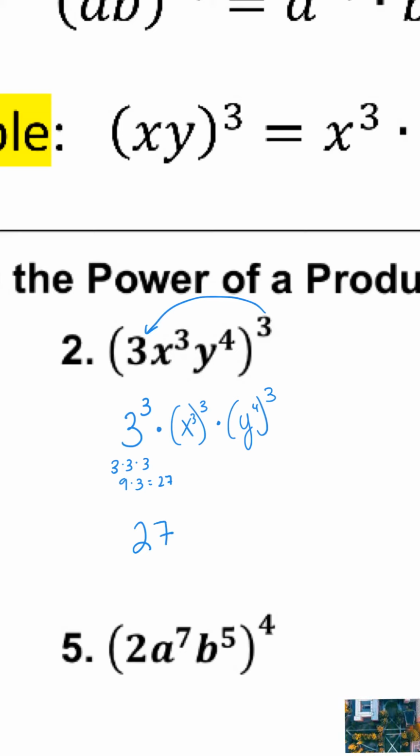I know that I need to multiply these two 3's together for the x cubed, and so I get x to the 9th. And then for my y's, I know that I need to multiply the 4 and the 3 using power of a power. So 4 times 3 is 12. So I get y to the 12th. And there is my answer.